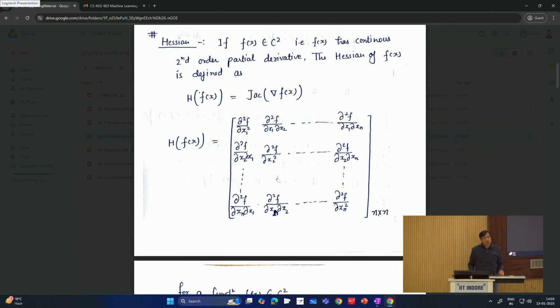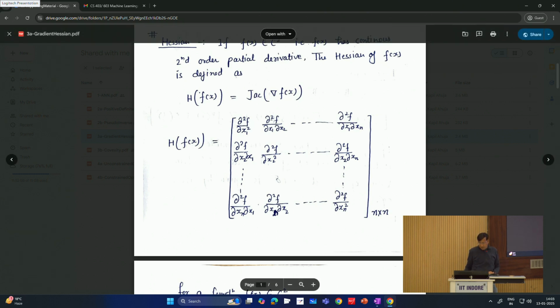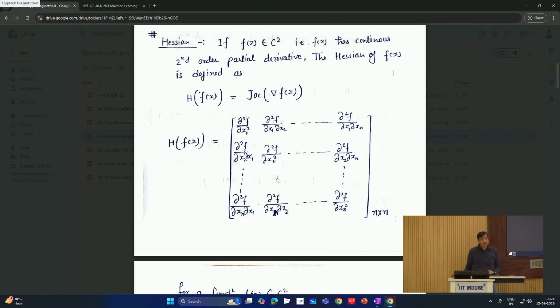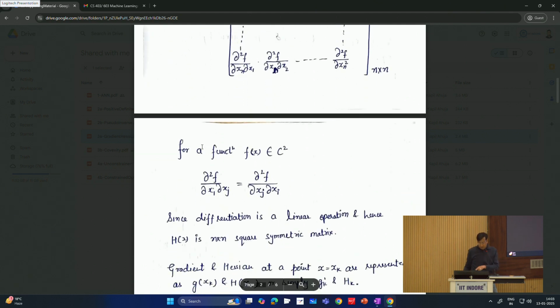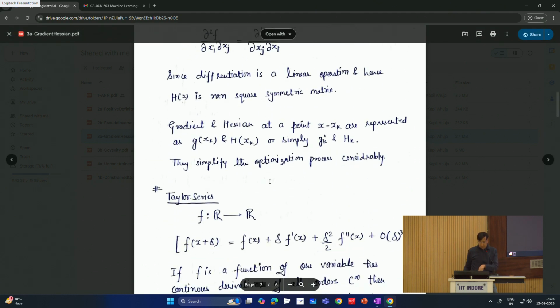So in case your function is C1, which means it's continuous up to the first derivative, then d2f over dx1 dx2 would be equivalent to d2f over dx2 dx1, which means that these two entries will be the same. Which means that this will build up a symmetric matrix. Is that okay? Everybody with me? This concept we're going to use in optimization. This is what is written here.